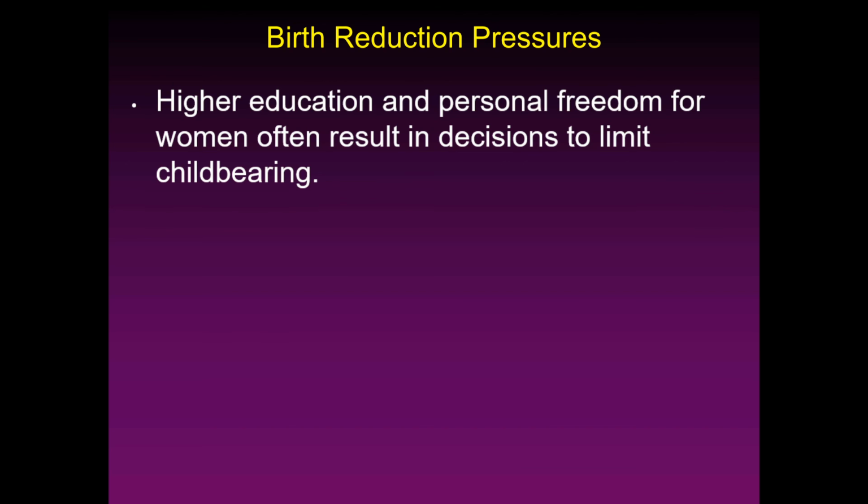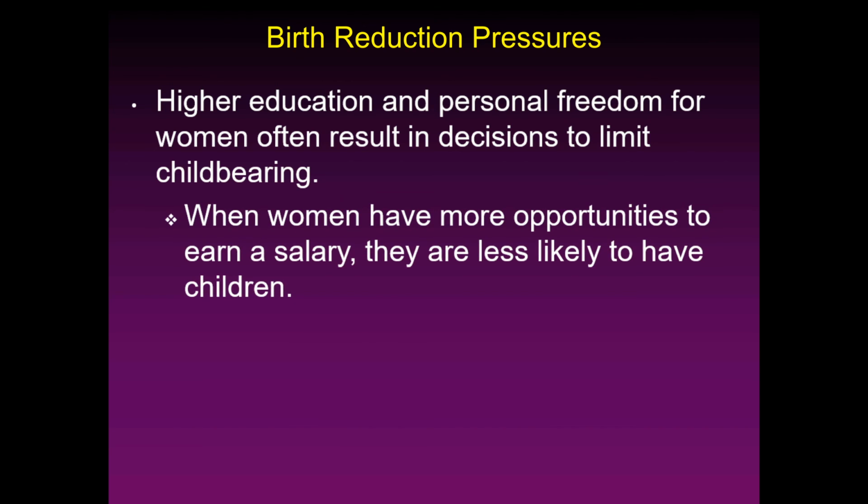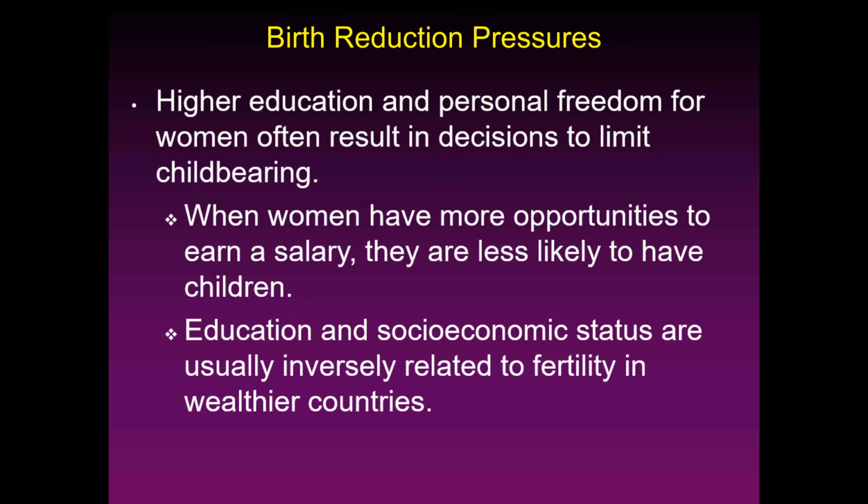This can also be seen within populations within the United States. If you look at lower income communities and lower income states, they tend to have a positive population growth, but they also tend to have a higher emigration rate. A lot of people leave those communities, but the number of children decreased quite a bit. Again, this is taken with a grain of salt because there are other societal pressures that play into that. When women have more opportunities to earn salary, they're less likely to have children. Education and socioeconomic status are usually inversely related to fertility in wealthier countries. As your education rate goes up, and as your status or wealth in society increases, the number of children you have tends to decrease.